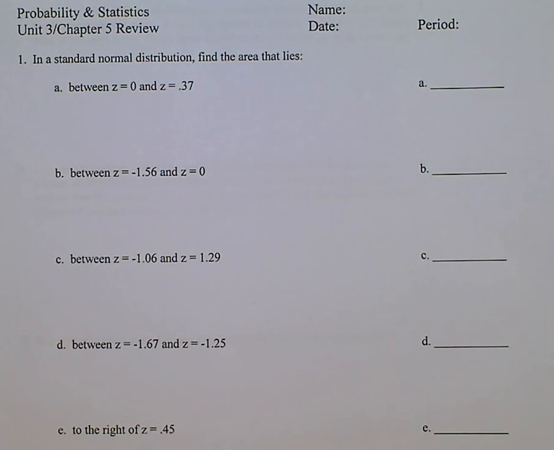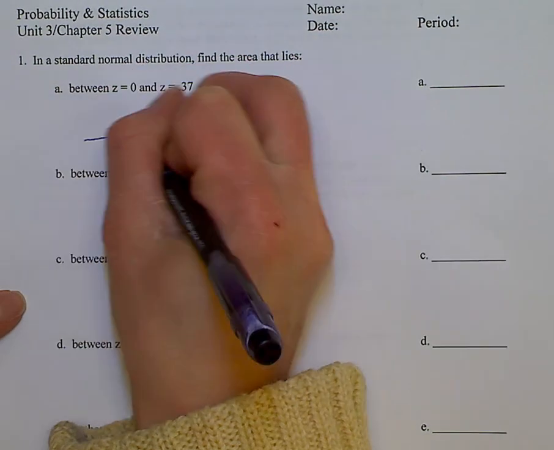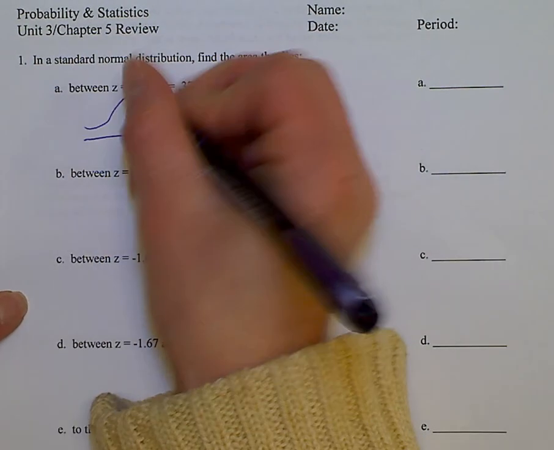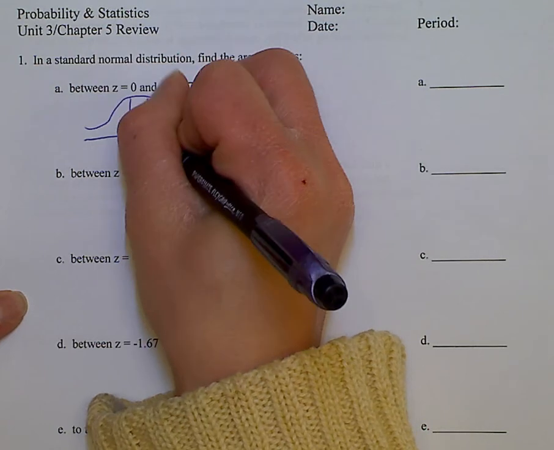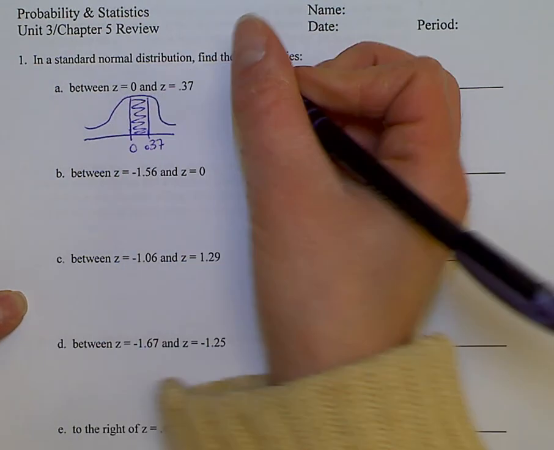Okay, so in the Unit 3, Chapter 5 review, it says, in a standard normal distribution, find the area that lies between 0 and 0.37. So we want to set up a picture to help us solve. 0 is always in the middle, and this is the area that we're finding, that shaded region.